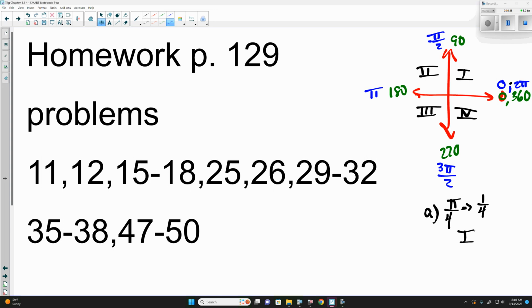15 through 18, 15 and 16, determine 2 coterminal angles, one positive, one negative. So 15, 16, you need to give 2 coterminal angles, one's positive, one's negative. Need one of each.